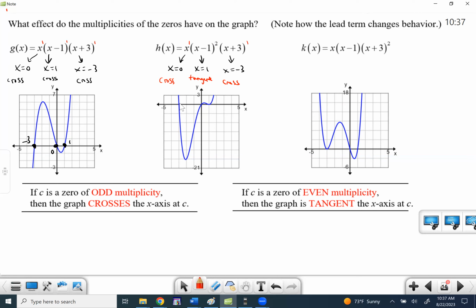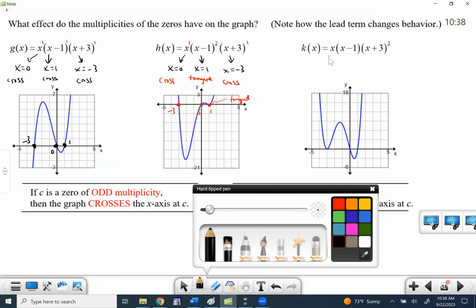So let's go and check. Here we are at -3. Yes, we crossed through the x-axis right here at -3. Here is x equals 0. And yes, it's hard to see, but we crossed through at x equals 0. Now here at x equals 1, this is going to be the one for 1. Well, we did not cross. I didn't go from above the x-axis and pass through and go below it. I came from above and I stayed above. I turned around. So that's our tangent, right? So this one is the one that is tangent.